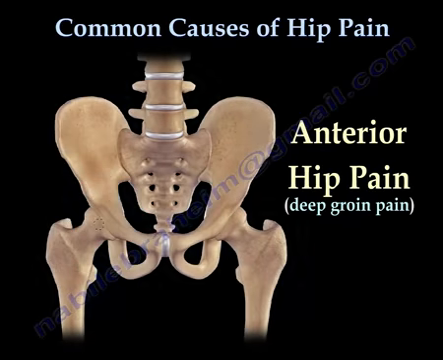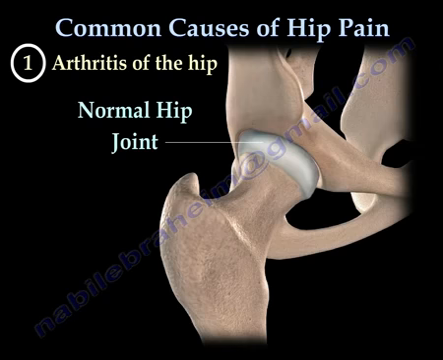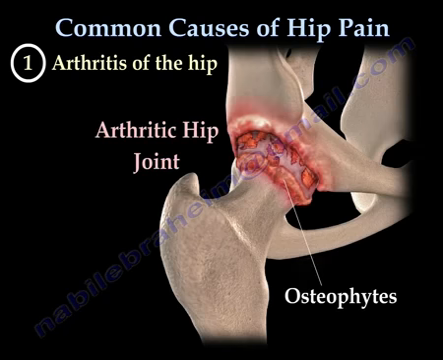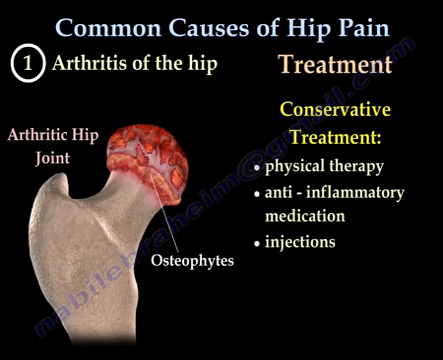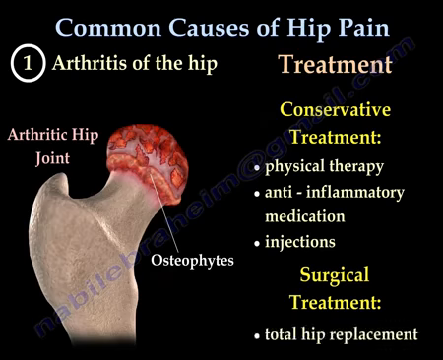It can result from arthritis of the hip. The treatment is usually conservative, with therapy, medication, and injection, and surgical treatment in late cases by a total hip replacement.